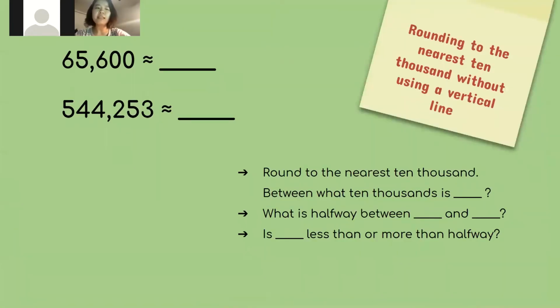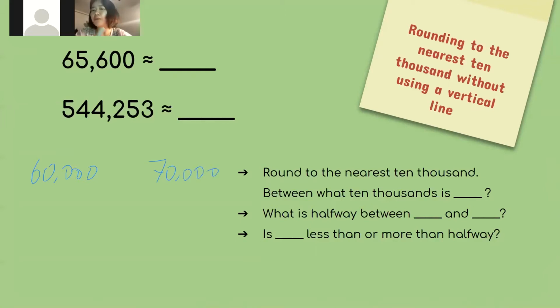Okay, and now let's take a look at how to round to the nearest 10,000 without using a number line. So same as we're always doing, ask yourself, when we round to the nearest 10,000, between what two 10,000s is 65,600? So the answer for the first number will be 60,000, and also you can say 6 10,000 and 7 10,000.